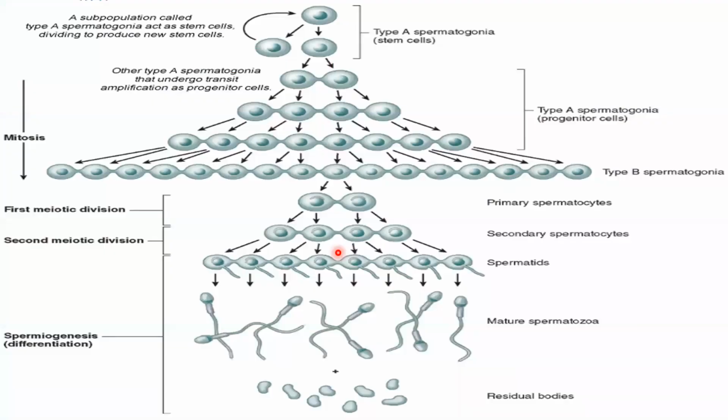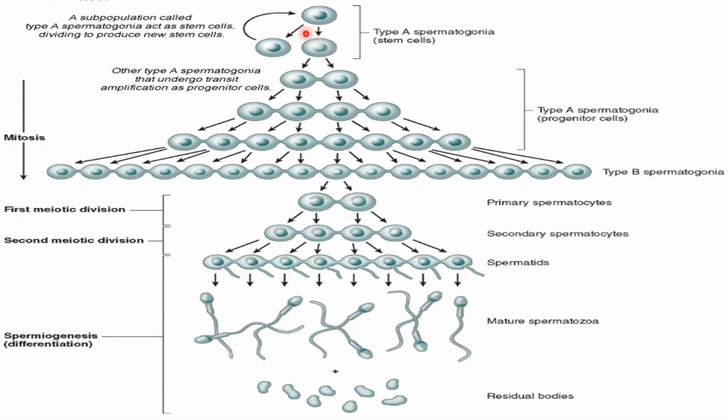So first we'll start with spermatogenesis. Here a chart of the entire process is given. If you remember this chart, no need to study the theoretical part. You can write in the exam very easily. So let's study what this chart is all about.